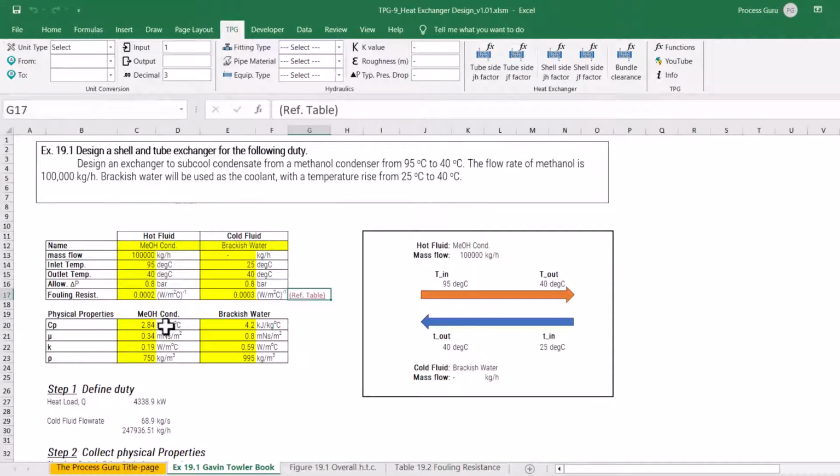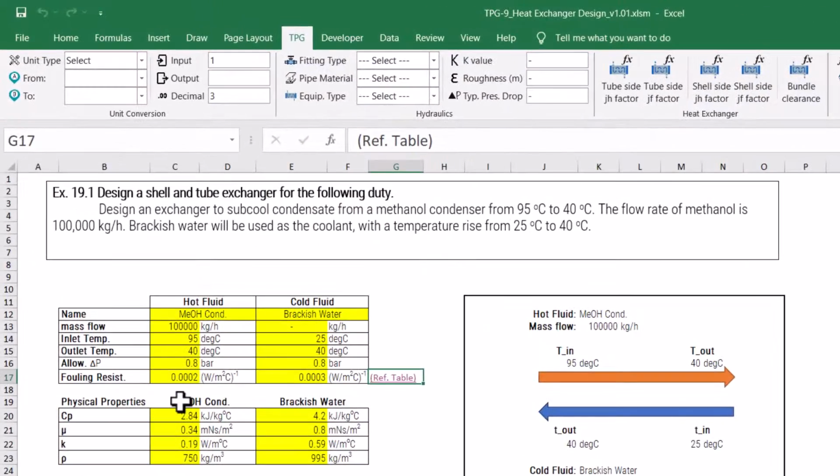Now coming back here, another piece of information that needs to be known is the physical properties. Here the important physical properties of methanol condensate and brackish water are highlighted: the Cp (specific heat), viscosity, thermal conductivity, and density. Ideally, we need to take these properties at the average temperature, I mean the average of the inlet and outlet temperatures of that particular fluid.